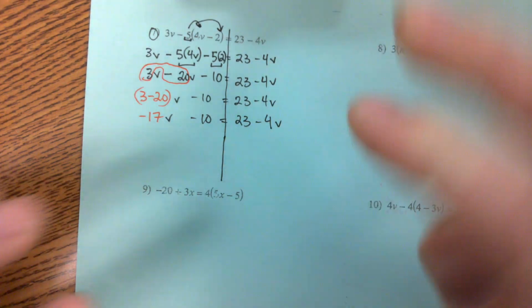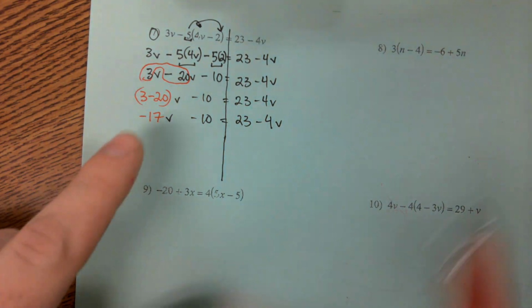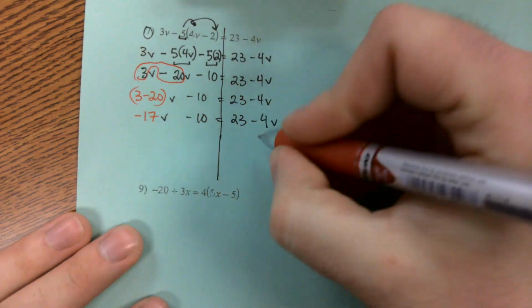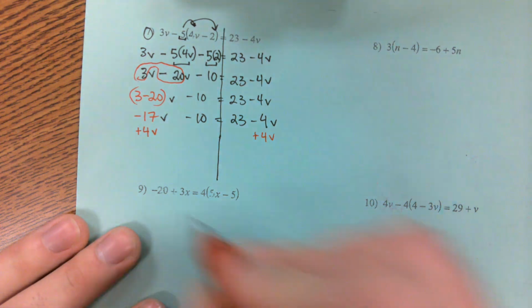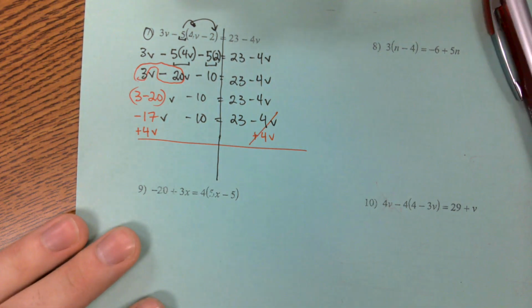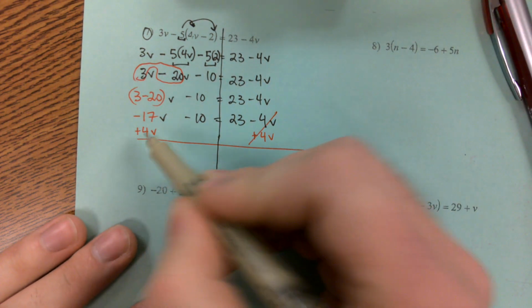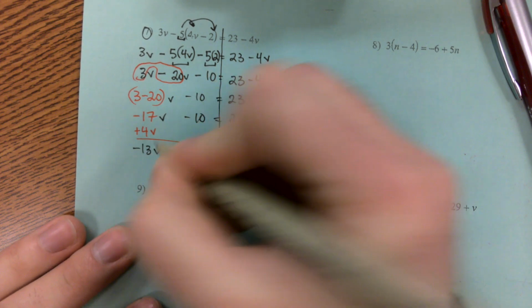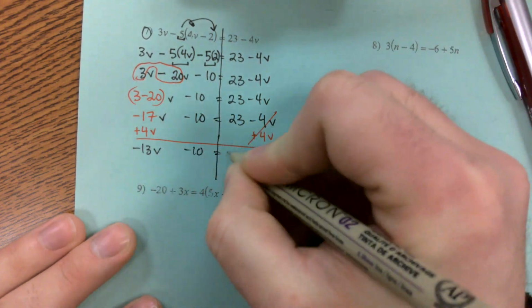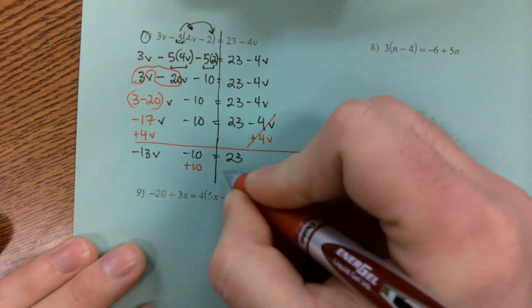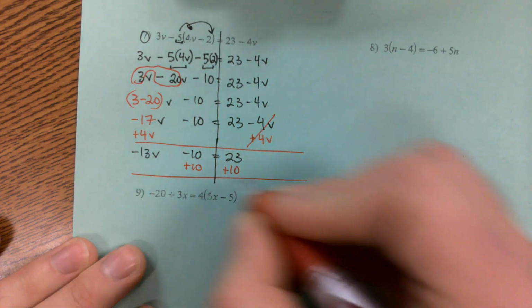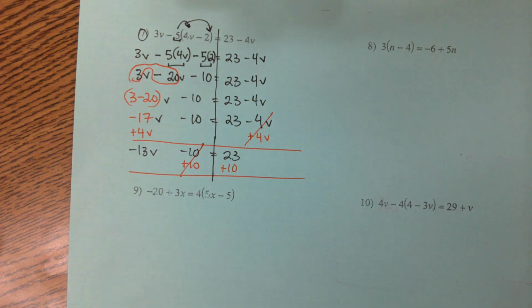We've got two terms on each side, which is what we like. One variable, one constant. So let's bring our variable term over to the left by adding 4v to both sides. Negative 17 plus 4 gives us negative 13v. And then we're going to bring our constant term over to the right by adding 10. The 10s cancel out on the left.